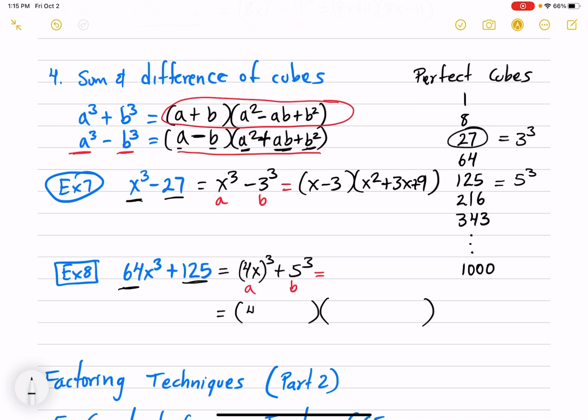So we have a, and then we have a squared. Pay attention to this part. a squared tells me to multiply a by itself. What is 4x times 4x? 16x squared. Then minus ab, minus a times b, so minus 4x times 5 makes 20x. And then plus, remember that the last one is always positive, b squared means 5 squared, so it's 25.